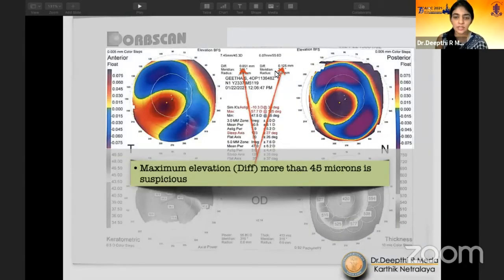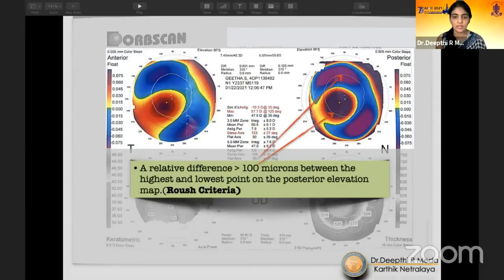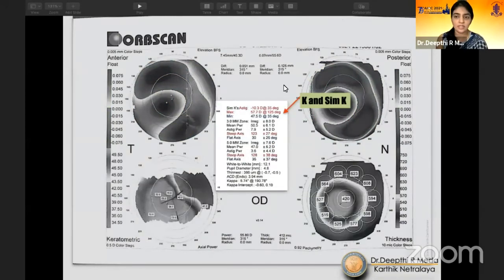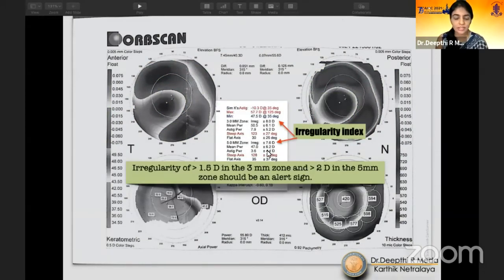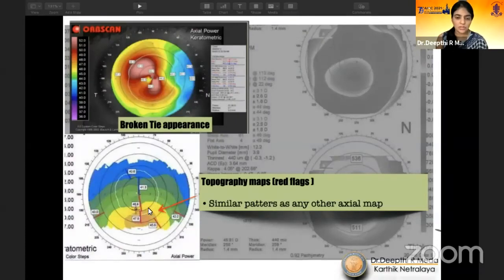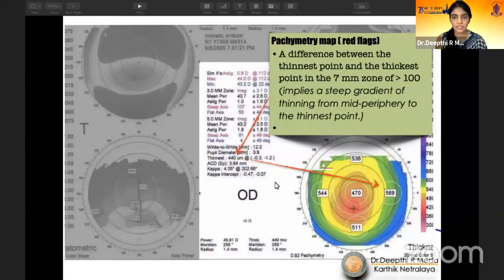And the most elevated point is shown here as diff, and if that is more than 45 on the posterior, again, abnormal. The Rabinowitz criteria, again, a popular one. You see the steepest and the highest and the lowest areas. And if it is more than 100, then again, that is a red flag sign. And when you look at the middle map, you look at the irregularity index. So anything more than 1.5 at the 3 mm zone and 2 at the 5 mm zone is abnormal. So there's nothing different on the axial map, the same parameters as I told you in a Pentacam map.